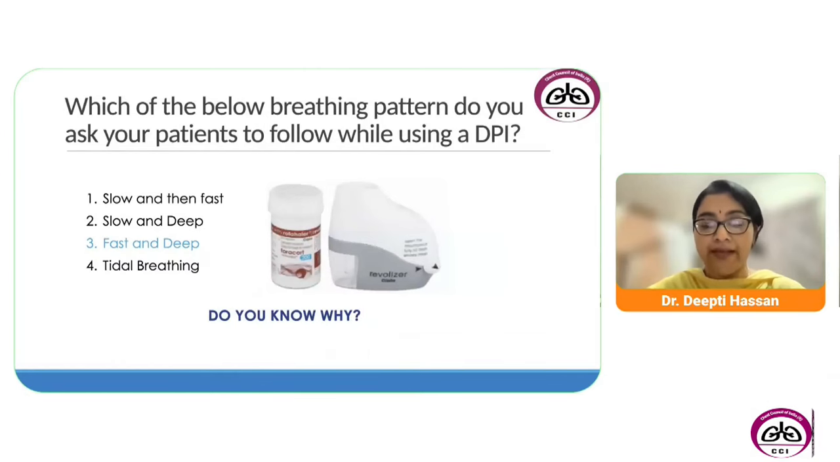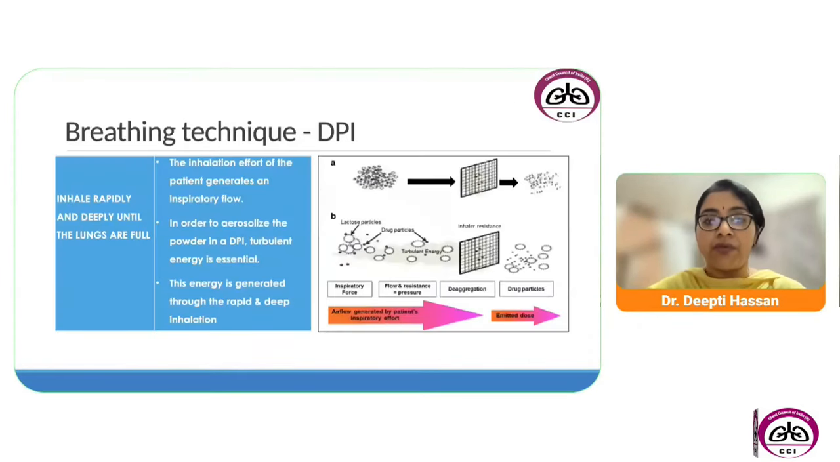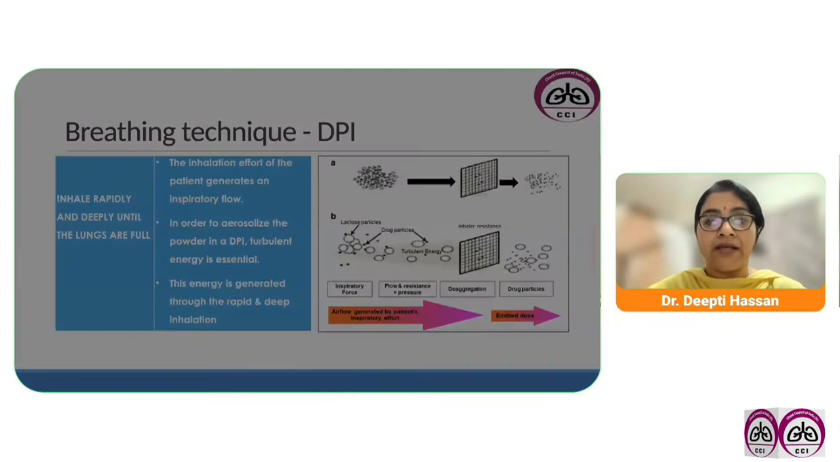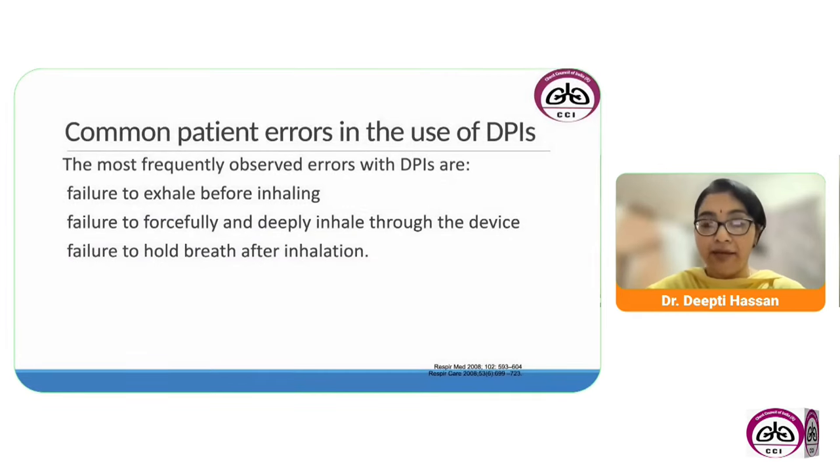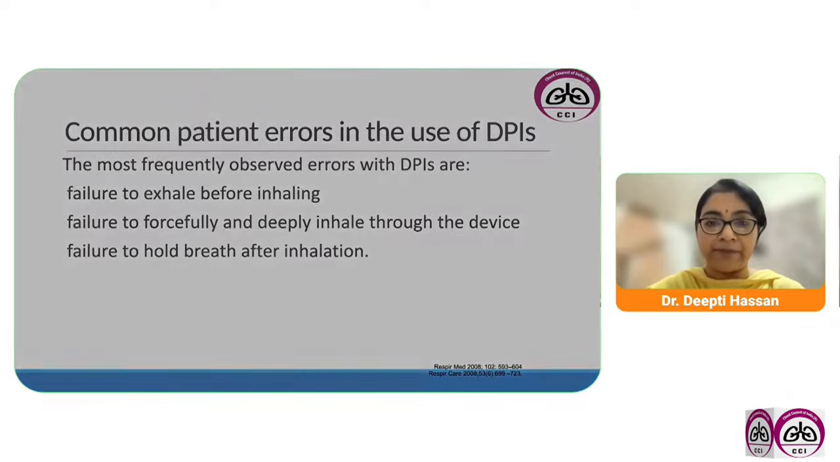So in a DPI, the breathing pattern is quite different from an MDI. Here we have to ask them to do a fast and deep breathing. So inhale rapidly and deeply until the lungs are full. That is important because only then you get the inhalation flow that can deaggregate the molecule, as you can see in the picture, and the drug particle is actually released. So the errors are they fail to exhale before inhaling, they fail to forcefully and deeply inhale, and they fail to hold the breath after inhalation, which is important for all the inhaler devices.